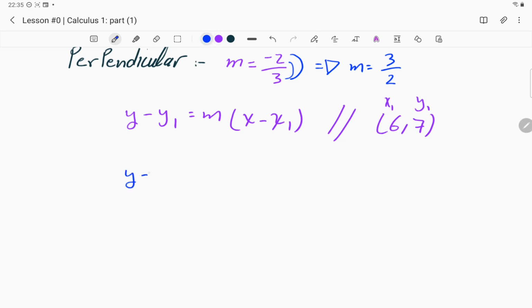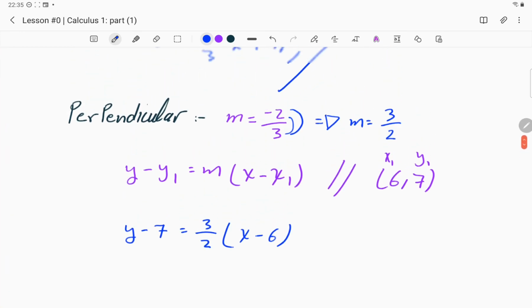Okay, so y minus 7 equals 3 over 2. That's our new slope. Okay, it's the negative reciprocal. Okay, reciprocal. So 3 over 2 and then equals. Okay, so let's go ahead and complete it. x minus 6, right?